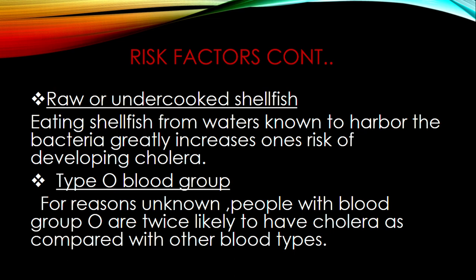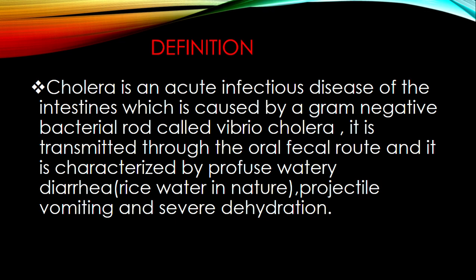Also, the fifth point is type O blood group. People with type O blood group are at twice the risk of having cholera, for reasons that are not yet known. So those are the risk factors. There are about 5 or 6 of them.